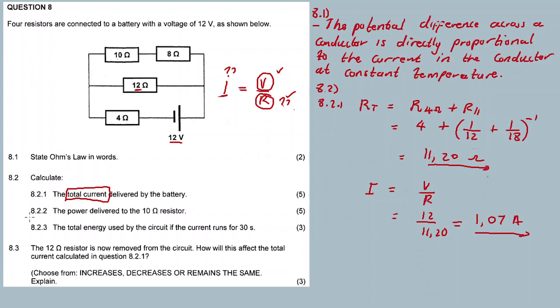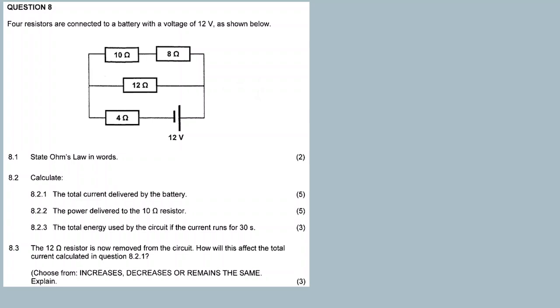So now we look at the power delivered to the 10 ohm resistor. All right, we want the power. There are formulas for power, in fact three of them.